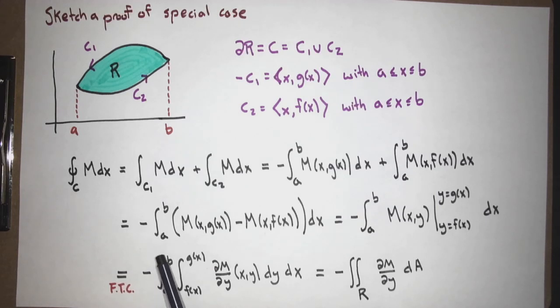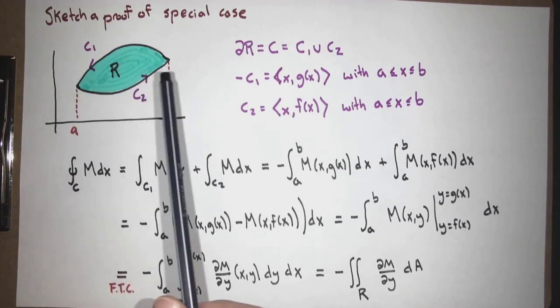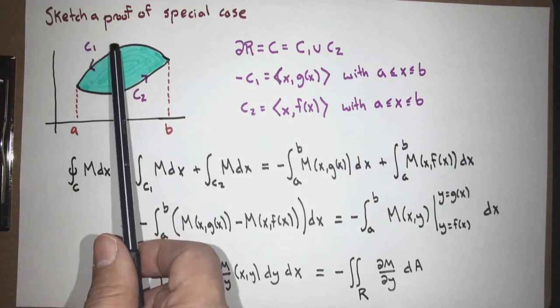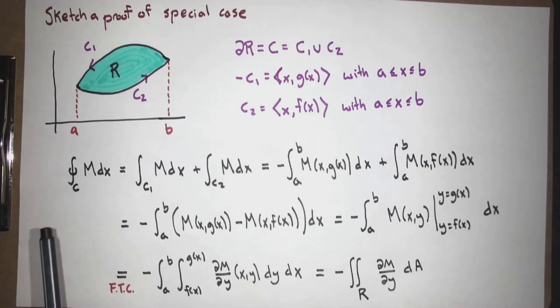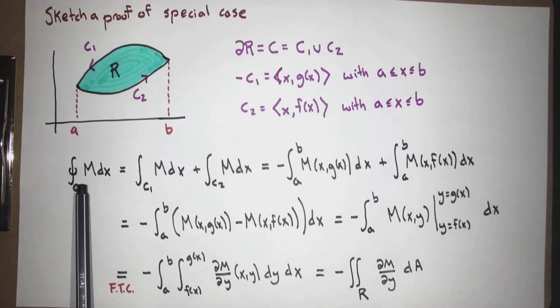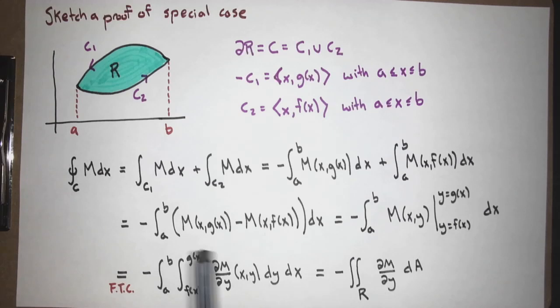The integral from a to b, integral from f of x to g of x of partial M partial y. But that is just another way to say the integral over your region of minus partial M partial y dA. So this shows you how it works if you integrate along your curve of M dx. You end up with this minus partial M partial y.